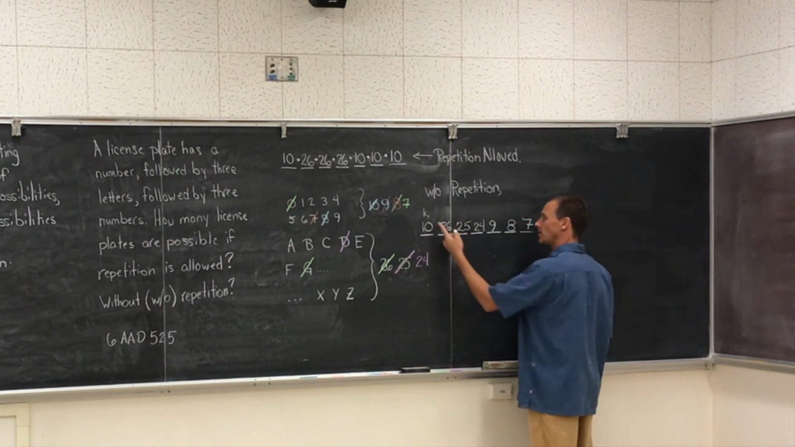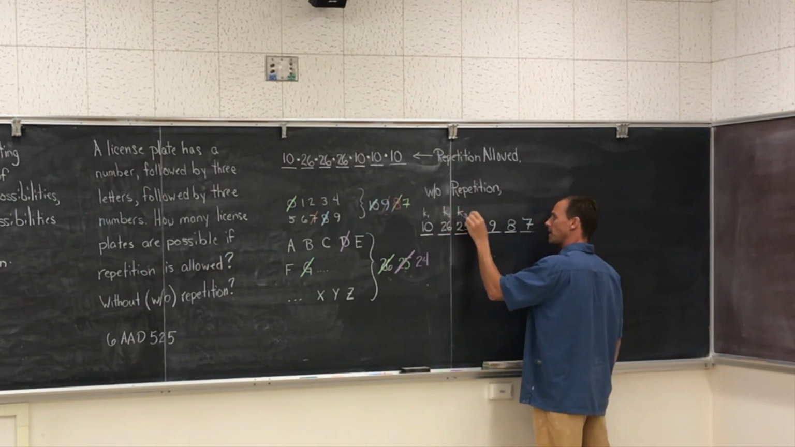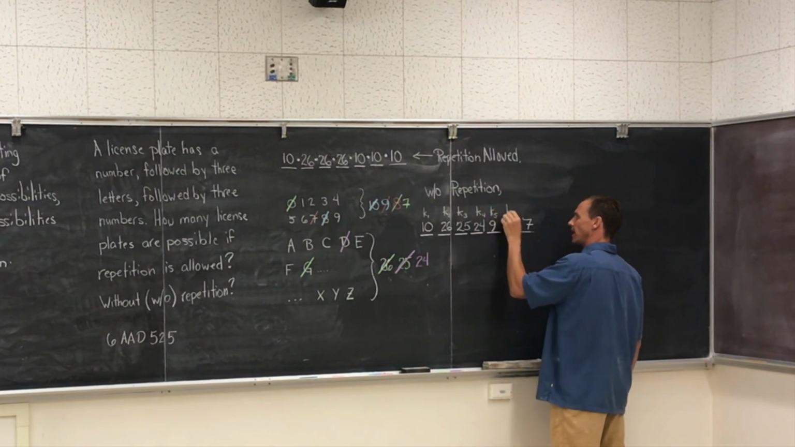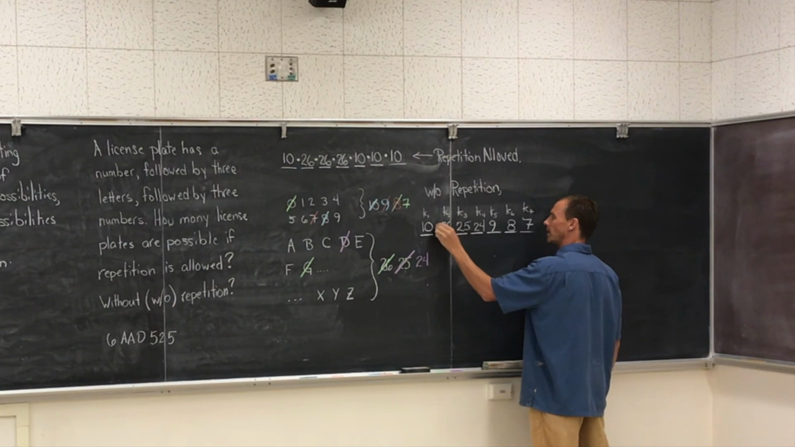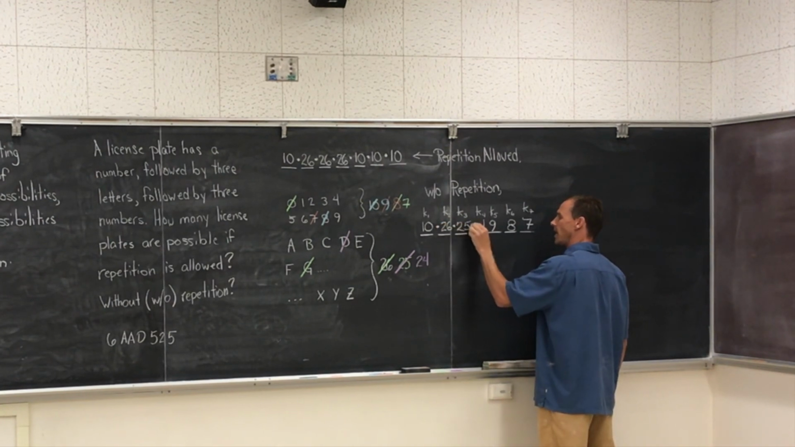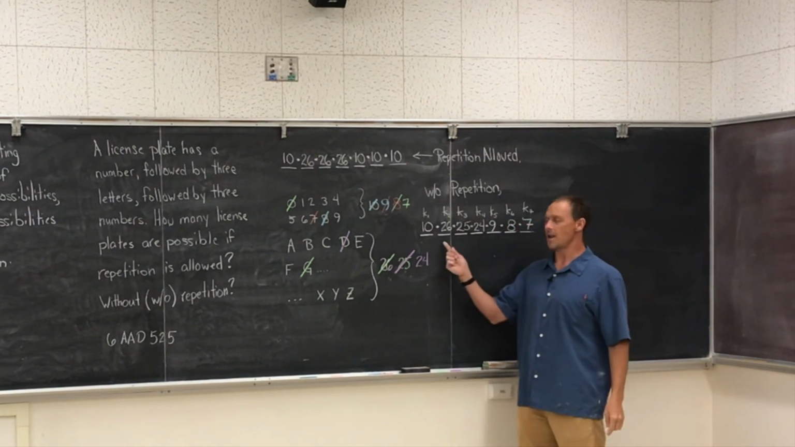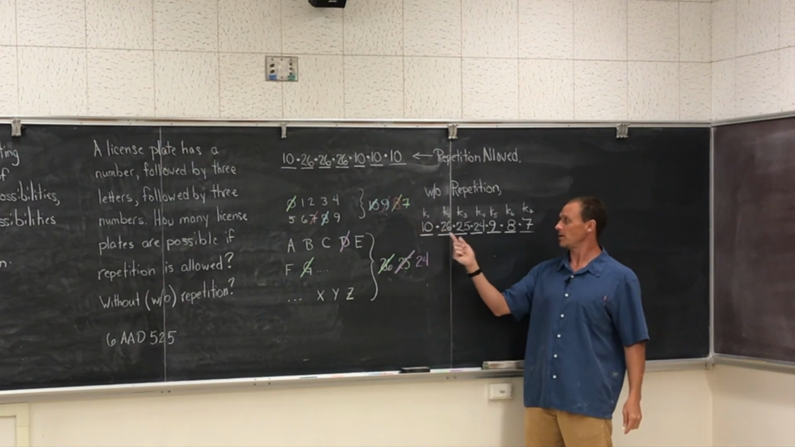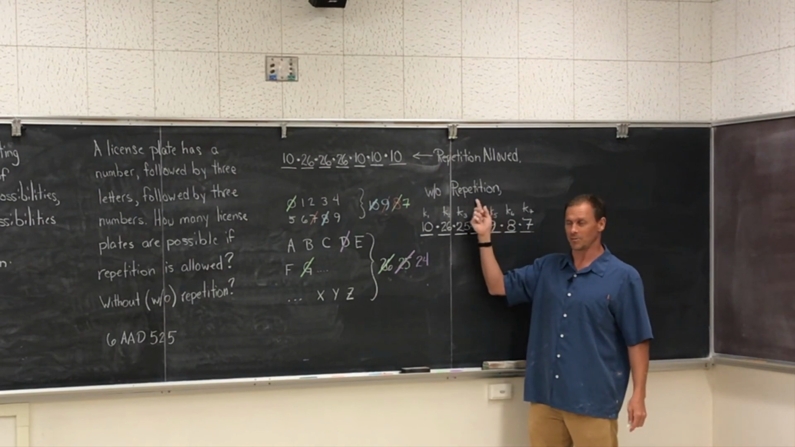And remember, these are all K1. Here's your K2. Here's K3. This is K4, K5, K6, K7. And we multiply those numbers together. Multiply those together, that is the number of license plates you can make using the pattern of number, 3 letters, 3 numbers without repetition. Okay?